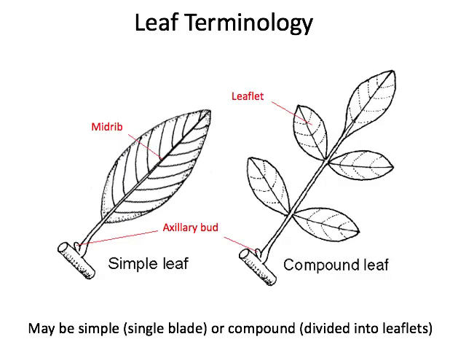Recall some general leaf terminology as well. For example, we can designate a simple leaf versus a compound leaf, and it's all about the position of that axillary bud. If there's one petiole with a blade and an axillary bud, then we know we have a simple leaf. If we have a blade that is subdivided into leaflets, but again, just one single axillary bud where the main petiole attaches to the stem, then we have a compound leaf.